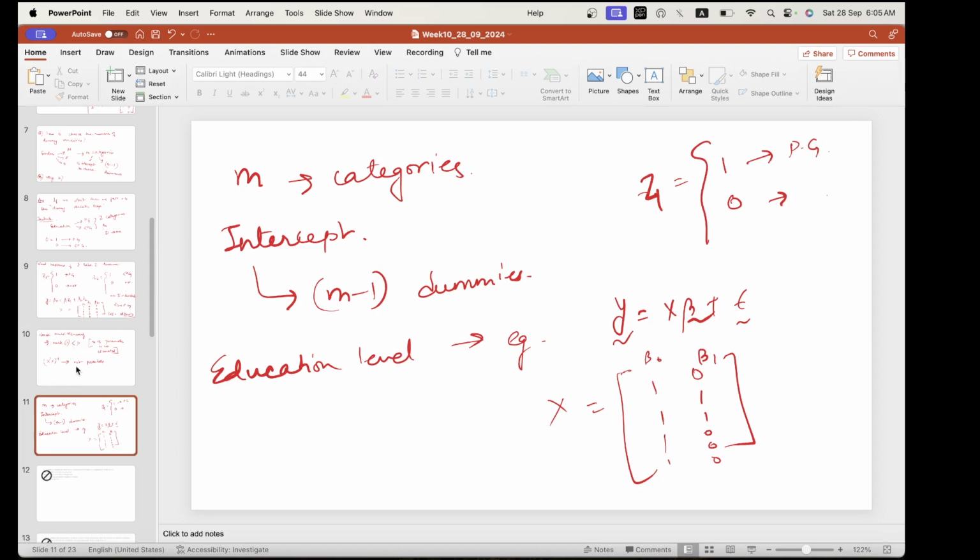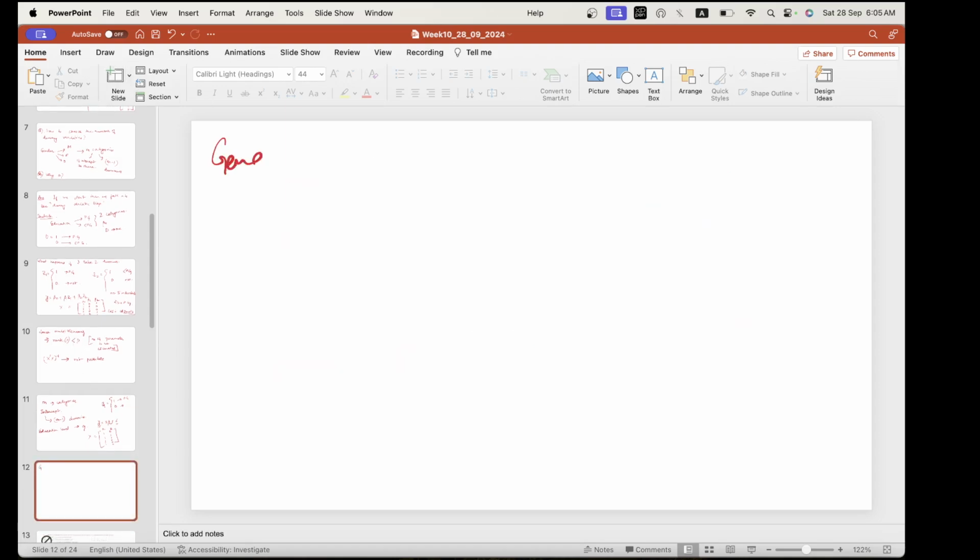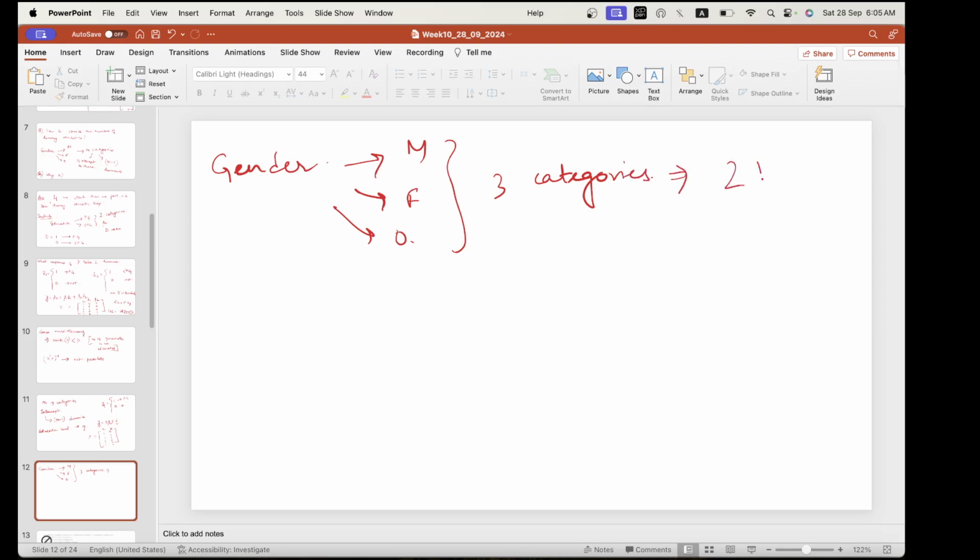Okay, so extending this example to the gender example that we had. If we have male, female and other, here we have 3 categories, so we'll go ahead and use 2 dummies. That model will be beta naught plus beta 1 z1 plus beta 2 z2 plus epsilon. And then what will we have? The z1 z2 combination would take care of everything.